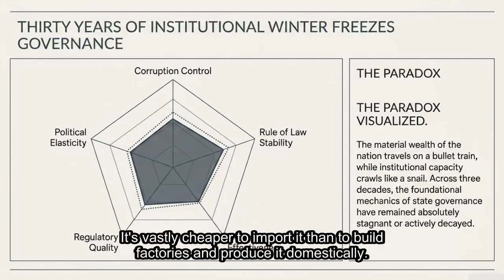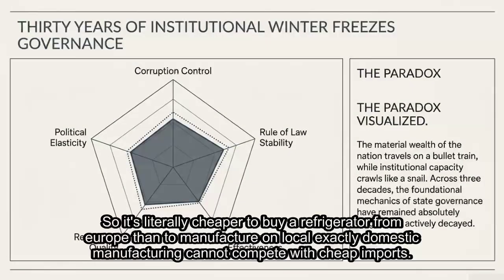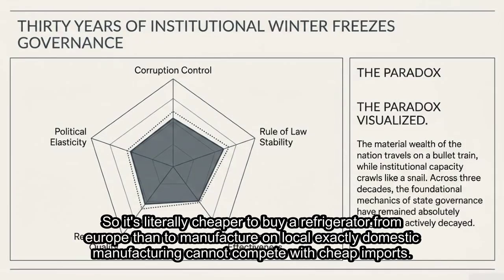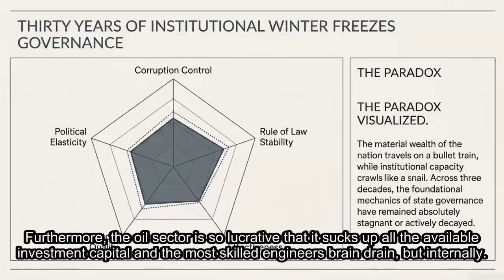Exactly. And because the local currency is so strong, it becomes incredibly cheap to just import everything from abroad. Cars, clothing, even food. It's vastly cheaper to import it than to build factories and produce it domestically. Oh, wow. So it's literally cheaper to buy a refrigerator from Europe than to manufacture one locally. Exactly. Domestic manufacturing cannot compete with cheap imports.